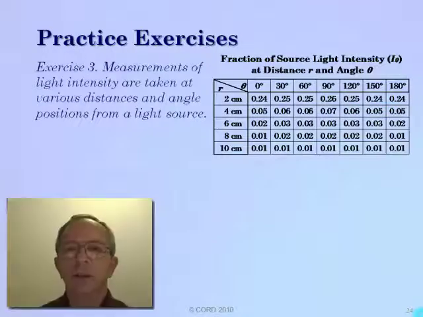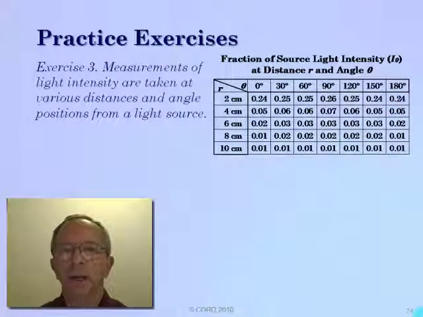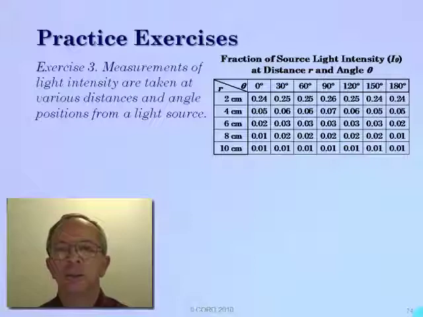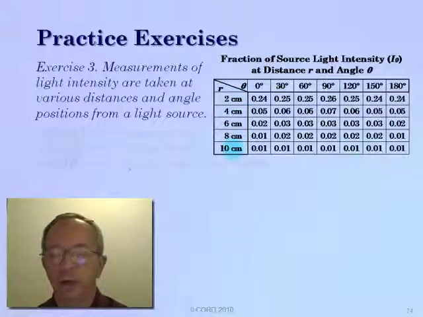All right, now let's look at an example of a polar relationship, coordinates in the polar coordinate system. We have measurements of light intensity that are taken at various distances and angle positions from a light source. As the illustration in the text shows, you have a light source up against a wall, and you're going to measure light all around at angles of 0, 30, 60, 90, right out in front of that light source, and then around to the other side over to 180, at different distances from the source: 2 centimeters away, 4 centimeters away, 6, 8, and 10 centimeters away.